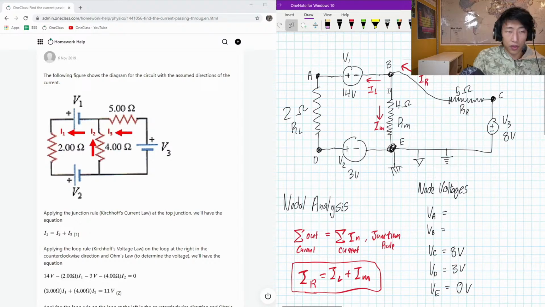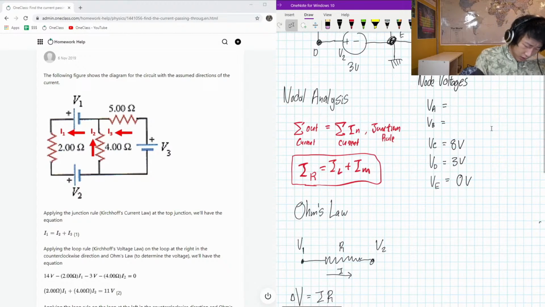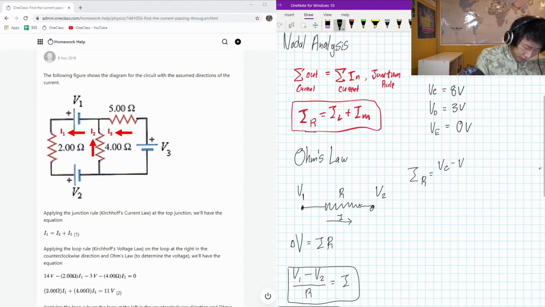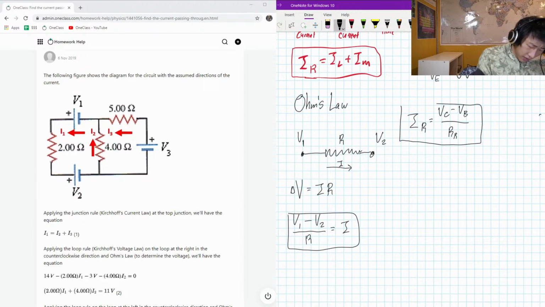Let's first start with IR. We're going to start at C, traverse a resistor, and get to B. So IR is VC, where we're starting, minus VB, where we're heading, divided by RR. That's one of them, and we will sub these in eventually.